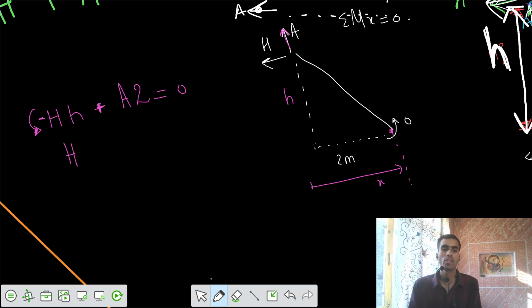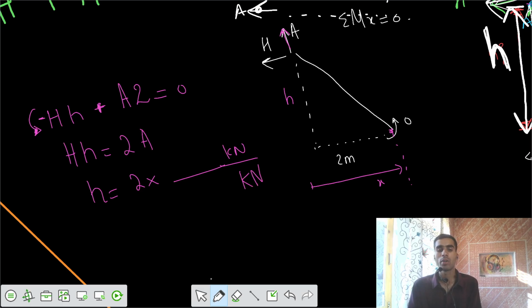So I can write H into h equals 2 into A. So I can get the value of h equals 2 times the value of reaction A, some kilonewton, divided by the horizontal H, also some kilonewton, and you can get the sag at A with respect to point D. So you can have that value. That is coming to be 2.7368 meter. This is the end of the problem.